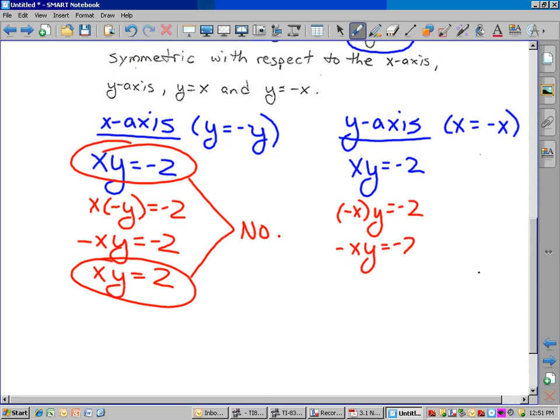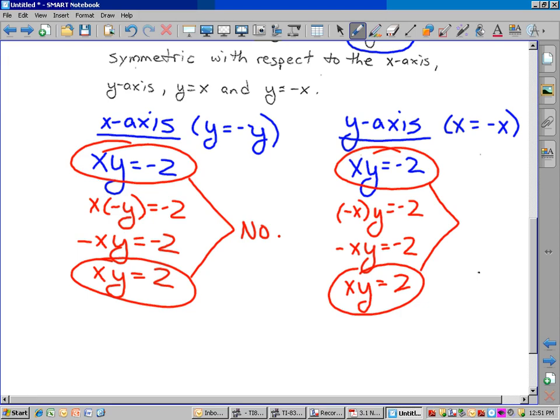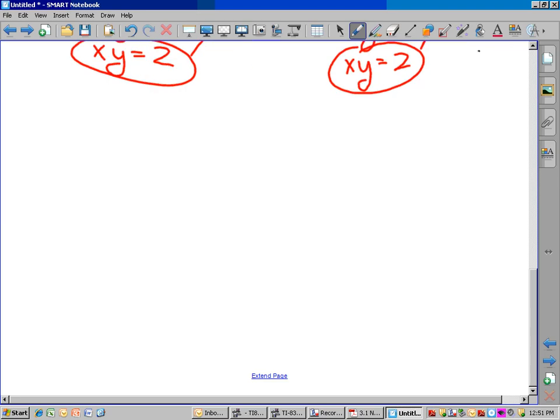-xy equals -2. Again, I'm going to multiply by -1 to try to make it look like the original. And I get these 2. Are they the same? No. Is it symmetric with respect to the y-axis? No. Okay. Let's test some more.